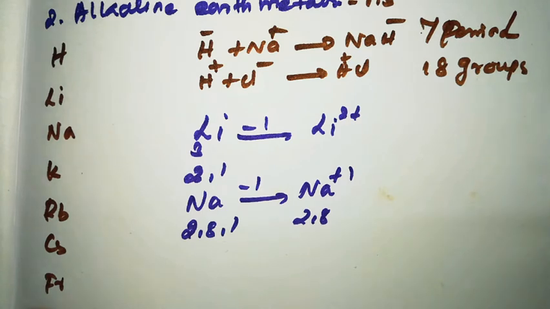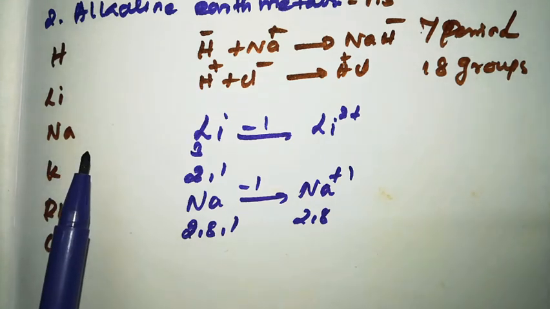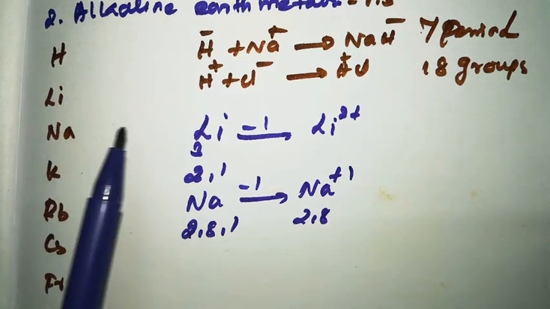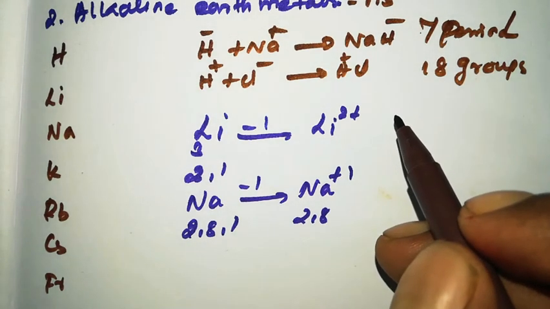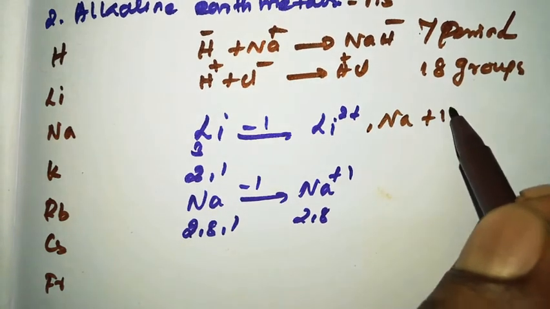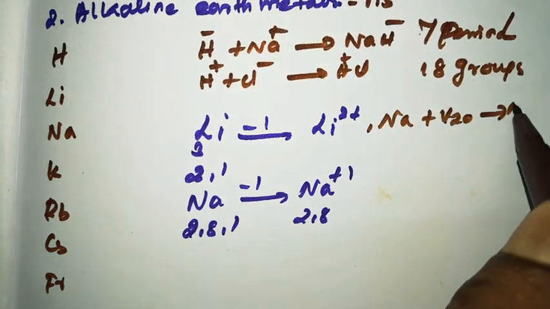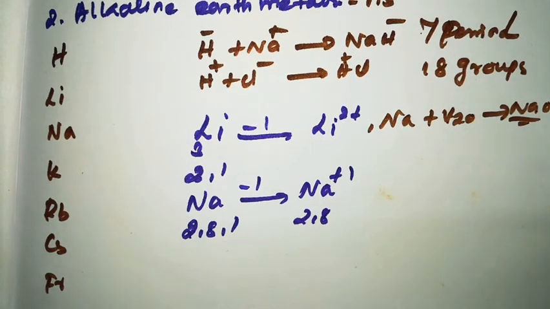The second one, alkaline earth metals, also has some similar properties. The first group and second group elements both have similar properties. Actually, alkali means these elements easily react with water to form an alkaline solution. For example, sodium reacts with water, Na plus H2O, to form NaOH. This is an alkaline solution.